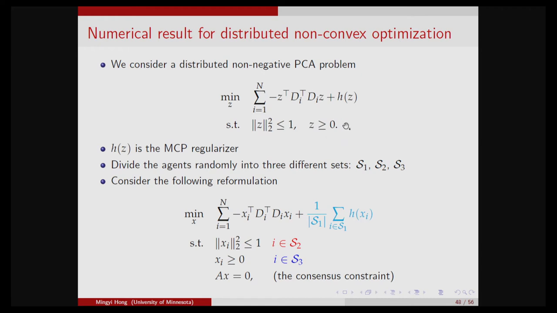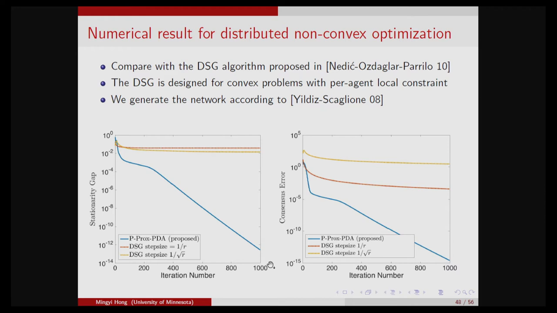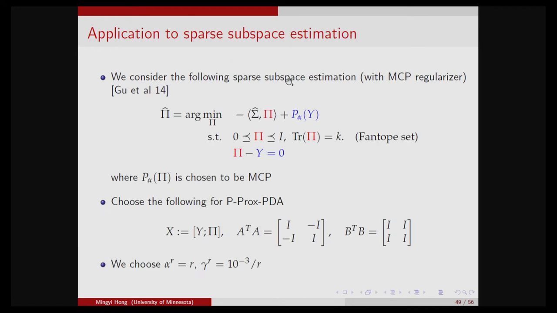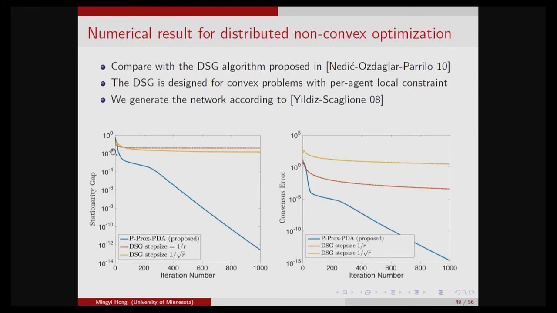We have non-negativity constraints. So we have three sets of agents, and one takes care of the one non-smooth term. When we compare the algorithm with the DSG, the distributed subgradient method, which is developed for convex cases, our algorithm works much better in terms of the stationarity gap as well as consensus error.